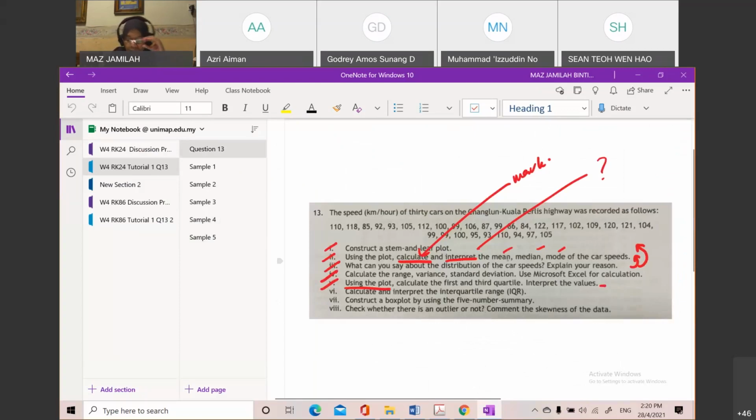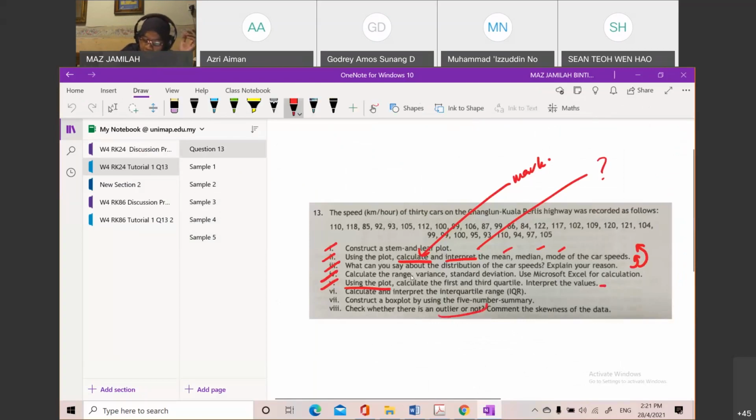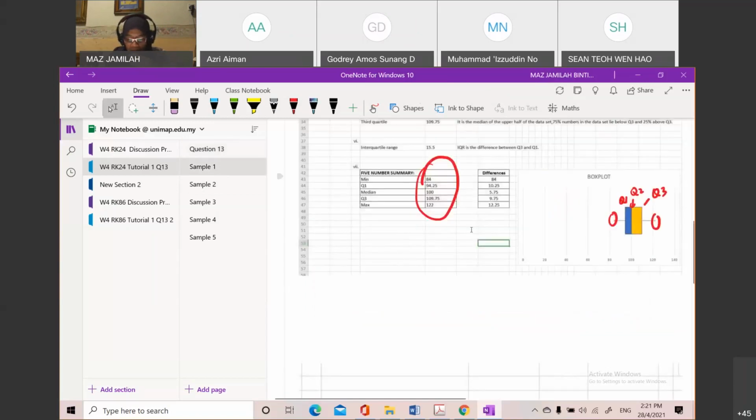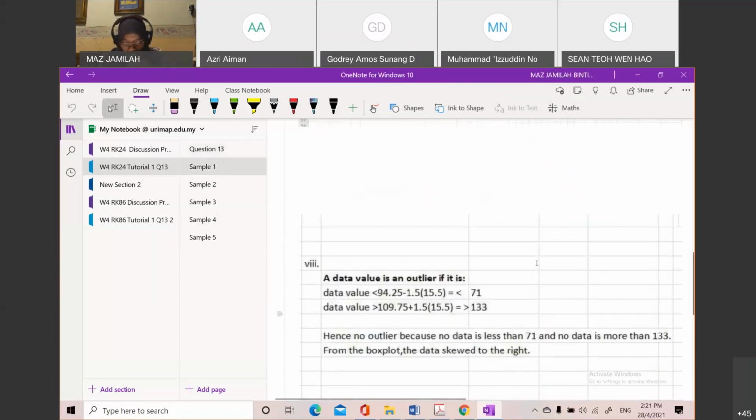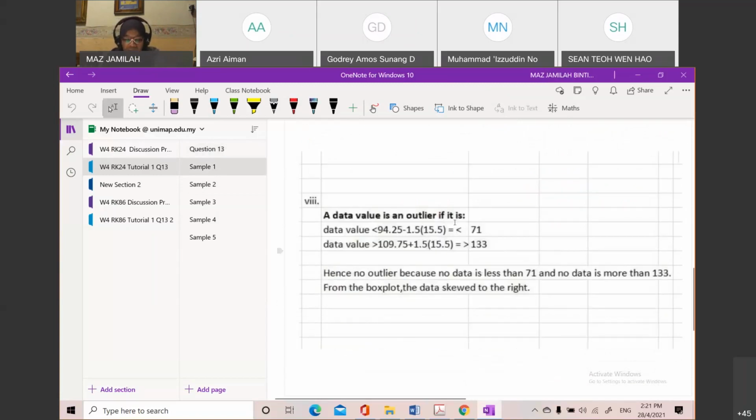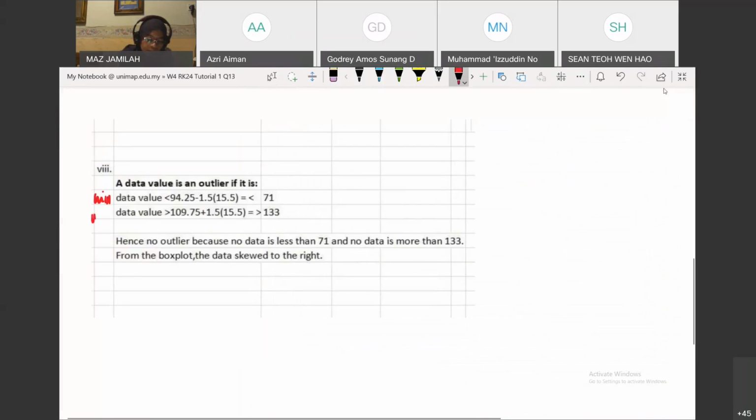Check whether there is an outlier or not. Comment on the skewness of the data. If you look at this particular question, the first one is to check whether there is an outlier or not, and the second one is the skewness of your data. Let's begin with the first sample. For this particular sample, the outlier is based on 1.5 from the minimum value. So this is the minimum value, and the second one is for the maximum value.